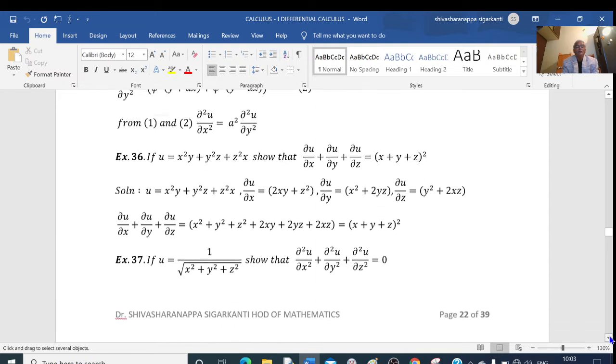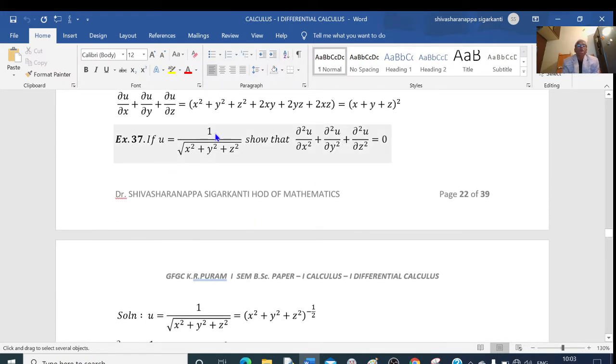Next example. If u equal to 1 by root of x² plus y² plus z², show that ∂²u/∂x² plus ∂²u/∂y² plus ∂²u/∂z² is equal to 0.